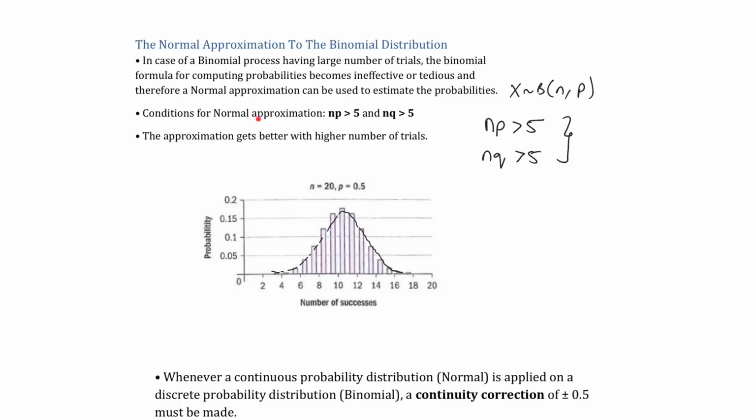So the conditions for normal approximation: you cannot just apply normal approximation to any binomial distribution question. You need to check whether np is greater than 5 and nq is greater than 5. If this is satisfied, then you can go for normal approximation, because your distribution would be symmetrical now. So the approximation gets better with a higher number of trials. As the value of n increases, it will resemble a normal distribution curve more.